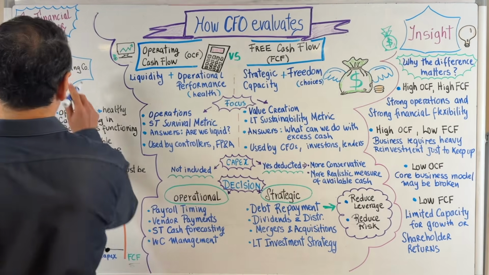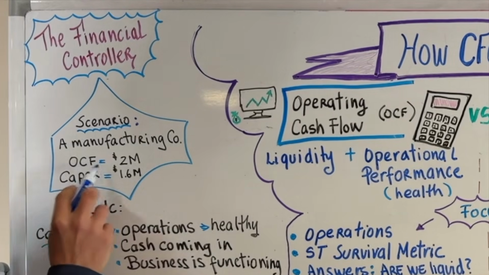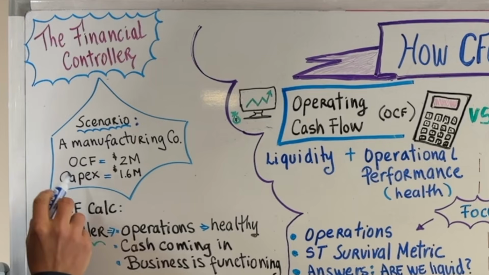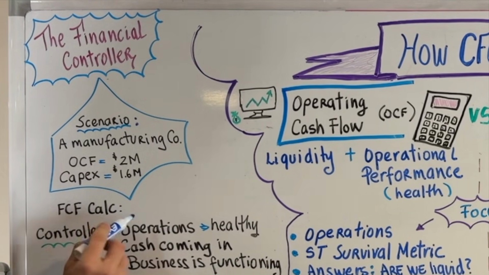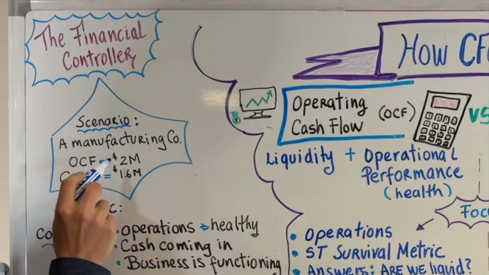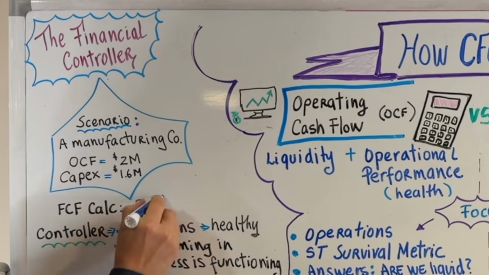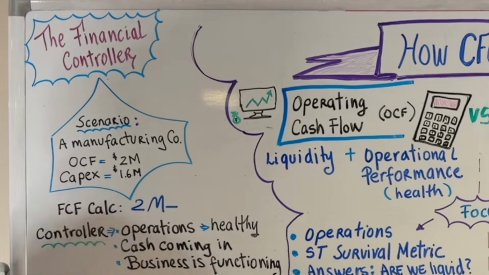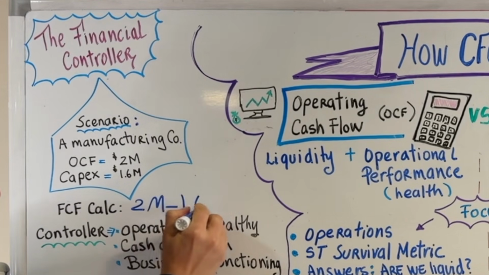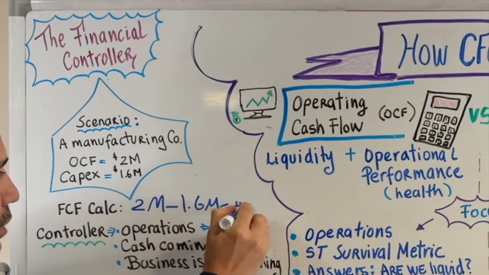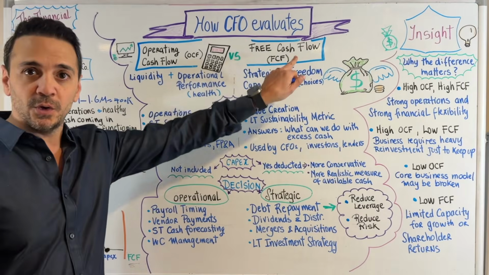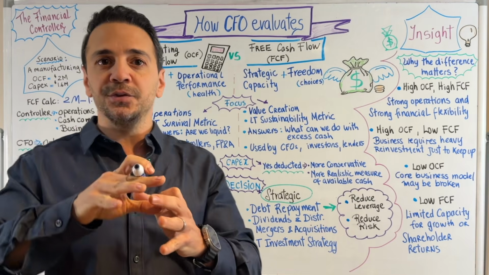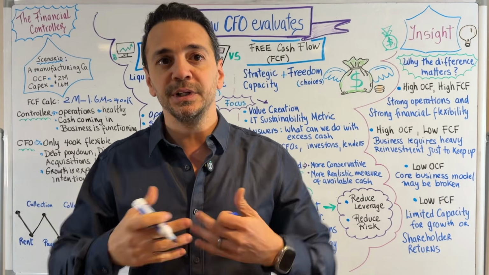If we have a manufacturing company that has operating cash flow of $2 million and CapEx of $1.6 million, let's go ahead and calculate free cash flow. Free cash flow is going to be your operating cash flow, which is the $2 million, minus your CapEx, what you spent to reinvest in the business, $1.6 million. The result of that is $400K. So $400K is what we refer to as free cash flow, taking your operating cash flow and reducing any CapEx that you spent to reinvest in the business.